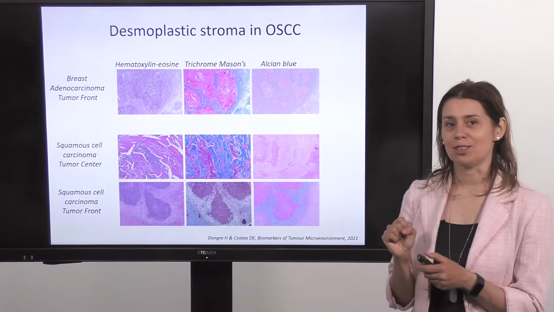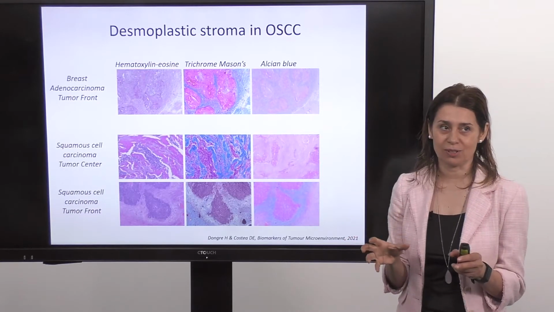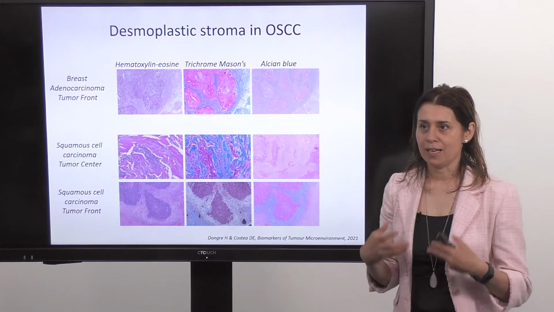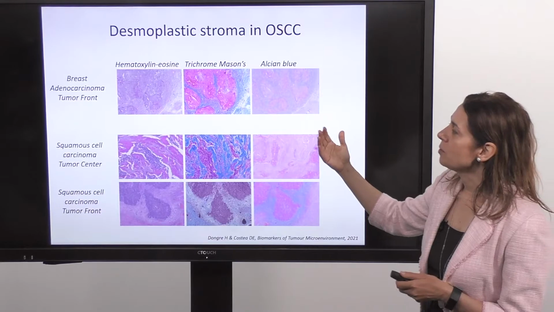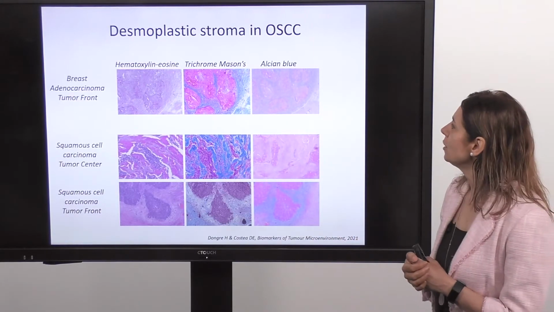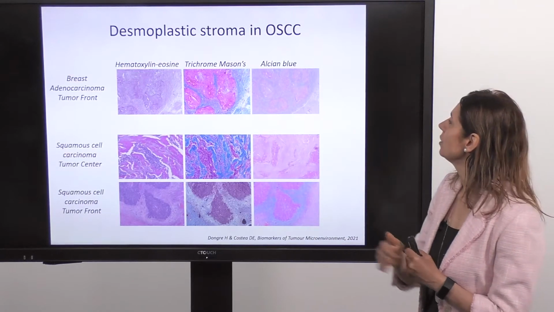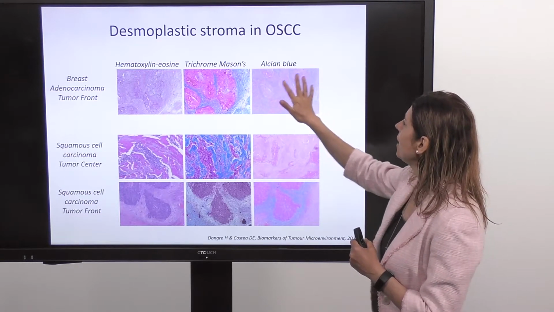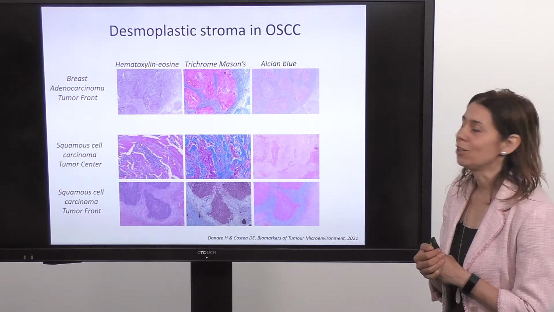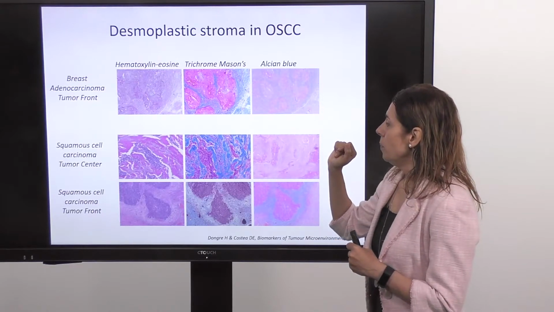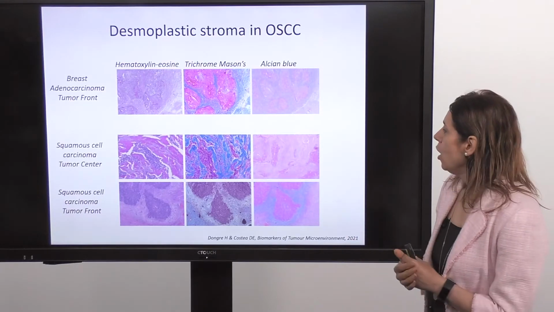I would like to draw a bit of attention to what we mean by desmoplastic stroma in oral squamous cell carcinoma, because at least in research, a lot of attention has been drawn to the fibrillary deposition of extracellular matrix as a definition of desmoplastic stroma. However, this data comes mainly from breast and pancreatic adenocarcinoma, where indeed you could see here in blue the collagen with trichrome stain, while here with the Alcian blue we see hyaluronic acid and glycosaminoglycans.